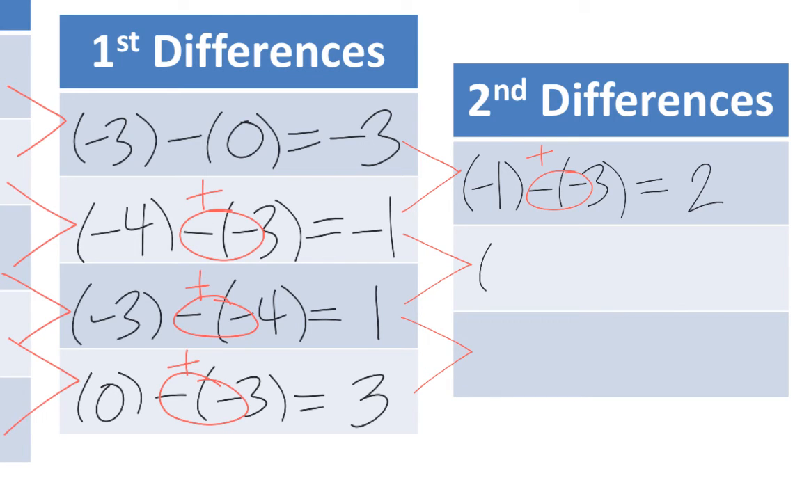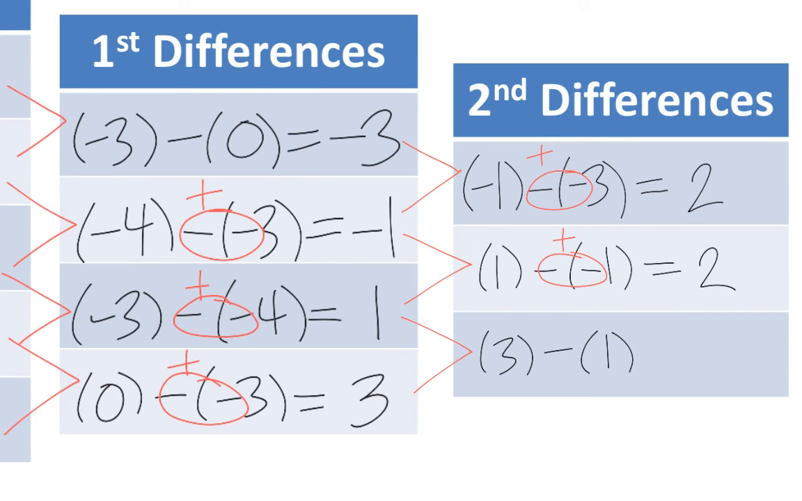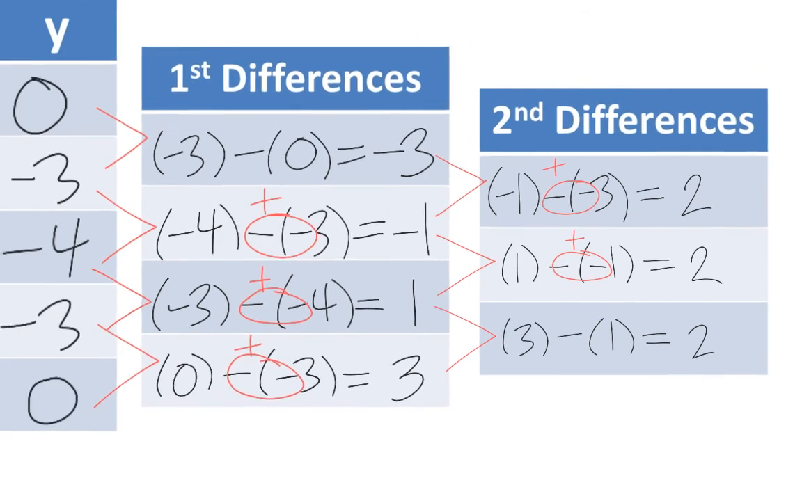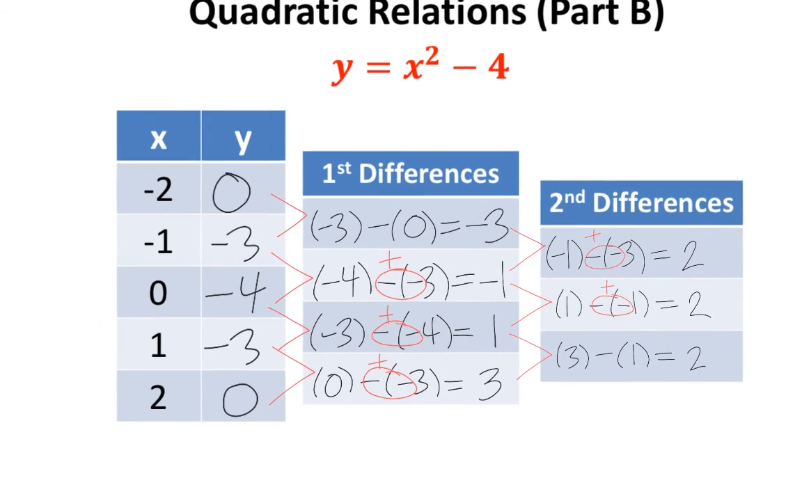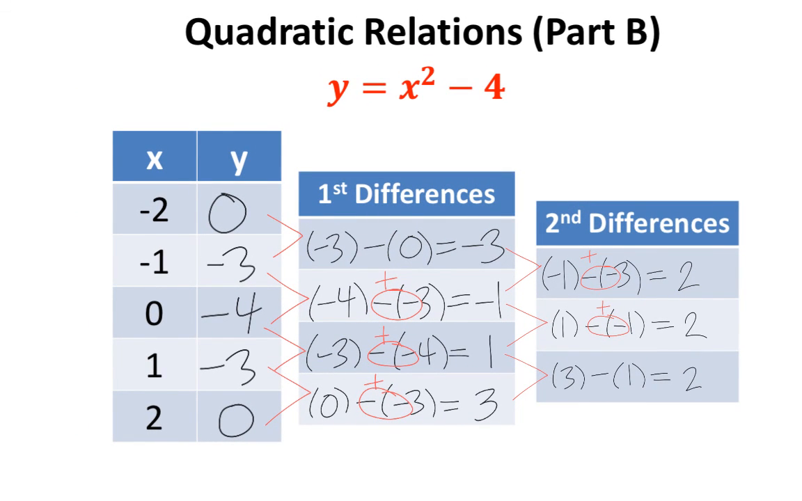Let's do the same thing here. +1 subtract -1. Well, when you have two negatives together, that becomes positive. So 1 plus 1 is 2. And over here, we have 3 subtract 1. That's pretty simple. That's also equal to 2. As you can see, the second differences of a quadratic relation are the same, but the first differences are not the same. And that is the pattern I told you in the beginning of this lesson.